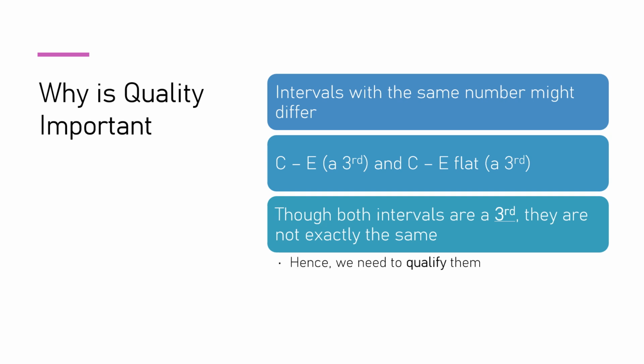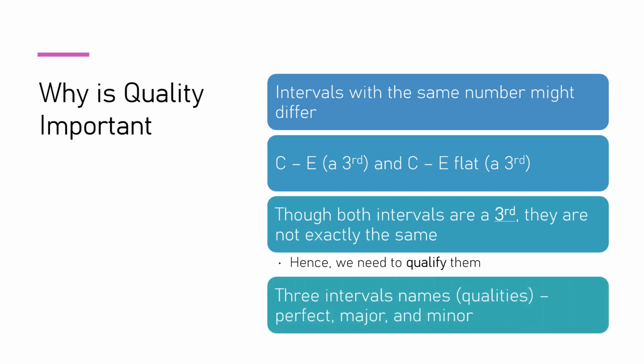So therefore, we need to distinguish them. Yes, both of them are a third, but what type of third? So we need to qualify them. We need to give that third a name to be able to distinguish and differentiate, for example, C to E and C to E flat. And we will do that with 3 different names, 3 different interval qualities. There are other interval qualities, but for this grade 3, we'll be looking at the perfect interval, major intervals, and minor intervals. Those are the 3 names that we will use to distinguish all these intervals as we go on.